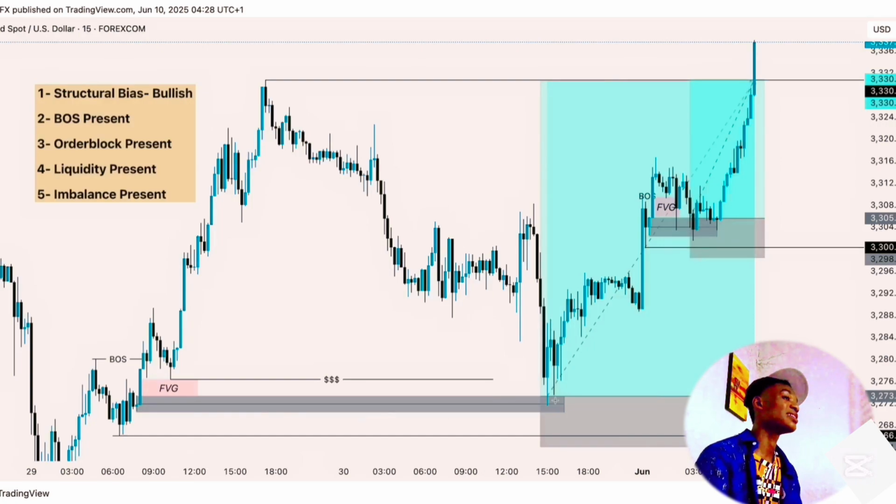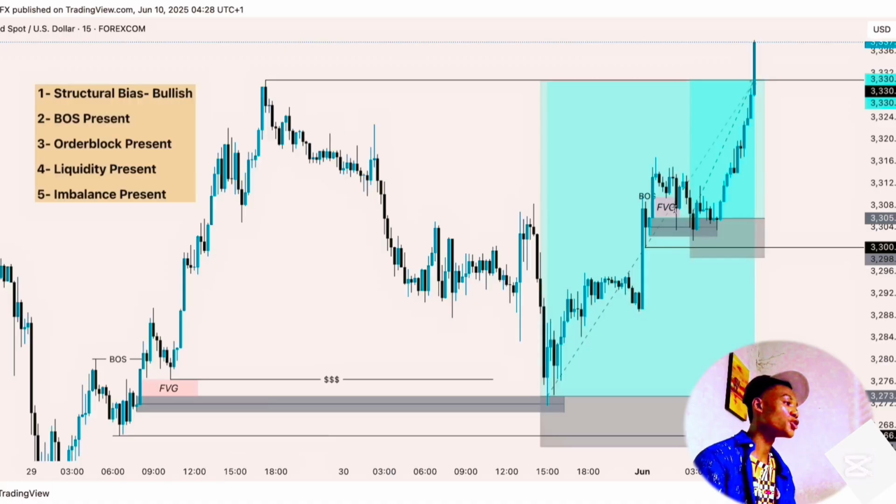Now you can see this particular trade brought out massive pips for me. So it was an entry here first, and then I was able to catch a continuation entry here. Still sticking to my strategy and all the confluences I need to see. So you can see the structural bias here. BOS present. This is its order block. When you map out the order block, you look out for the imbalance the order block created. Liquidity present, obviously. So you can see price clearly tap in and move in my direction.